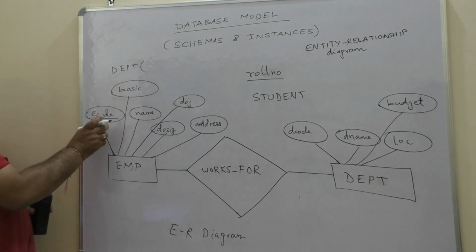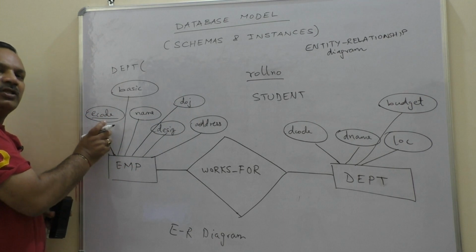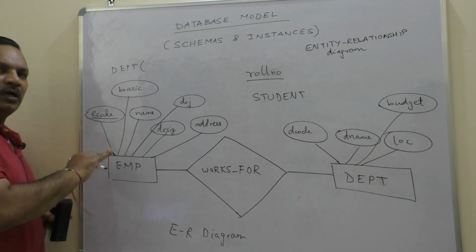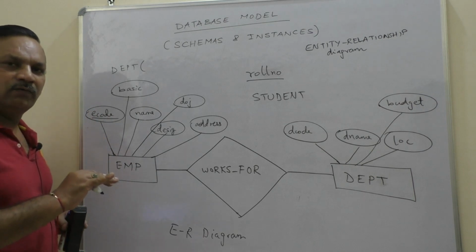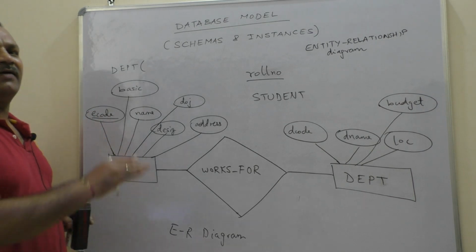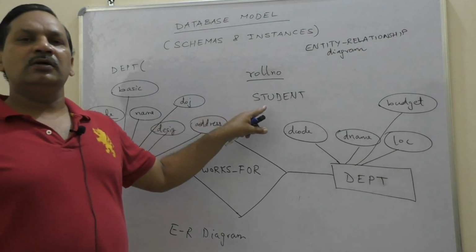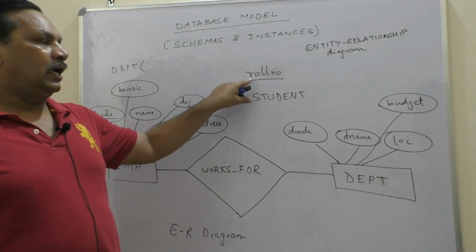Why underline it? Because this is the key field or the key attribute of this entity employee. No two different employees, clear, working in the company can have the same employee code. Similarly, just like no two students can have the same roll number.